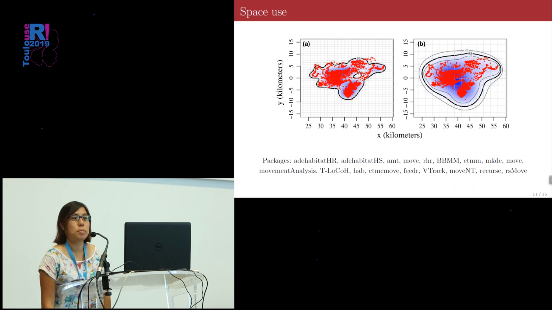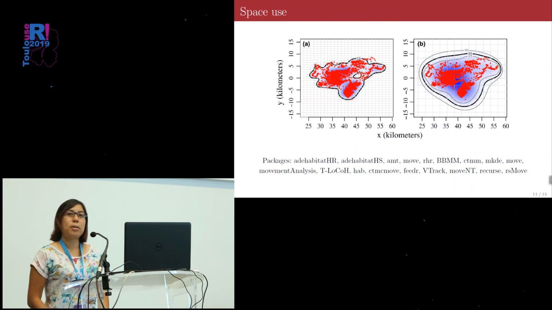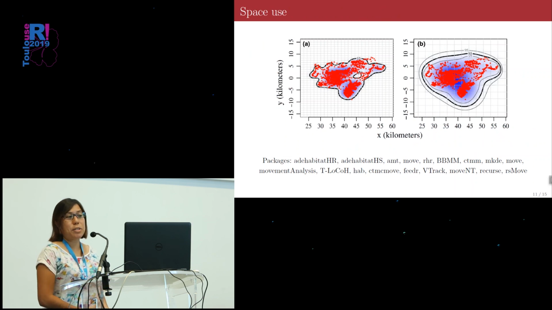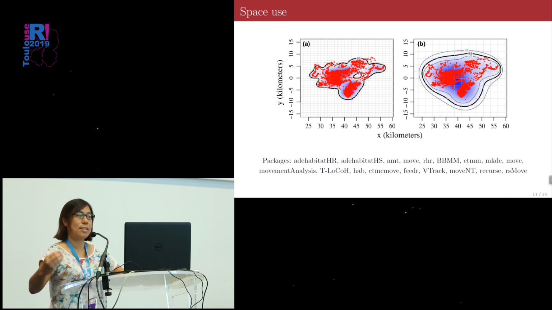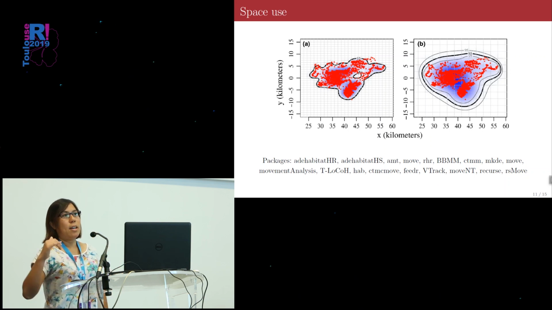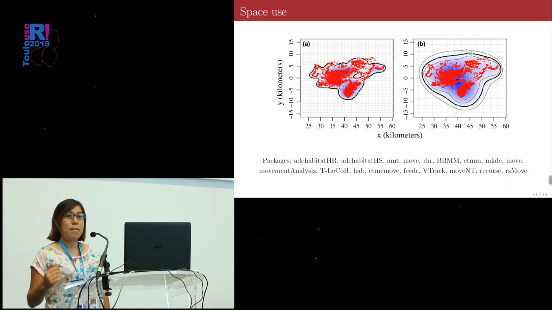And there's also space use. Sometimes we want to evaluate the use of space by one individual or several individuals, and there are many techniques to do that that take into account movement. Some others are more about positions and static methods. Many packages are available for that, some of them with very original approaches, some of them repeating each other.